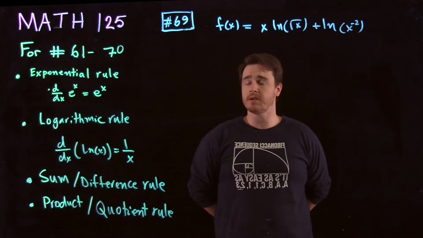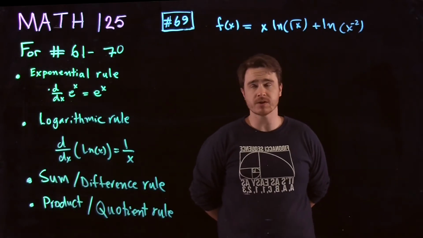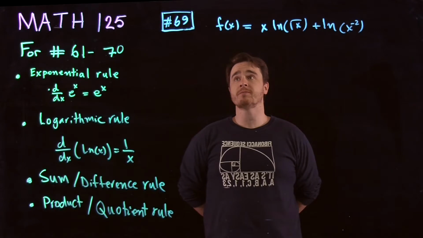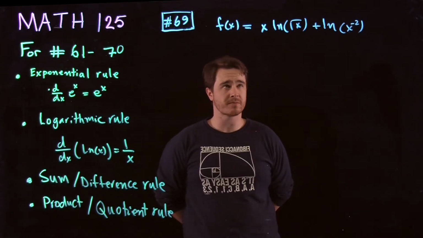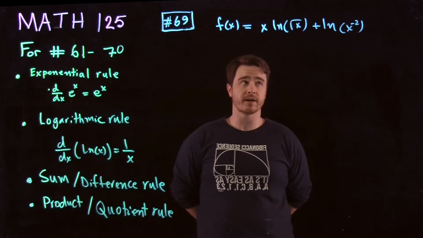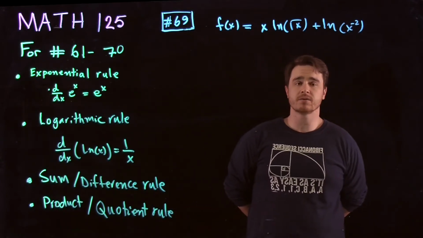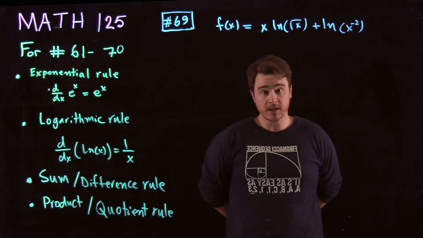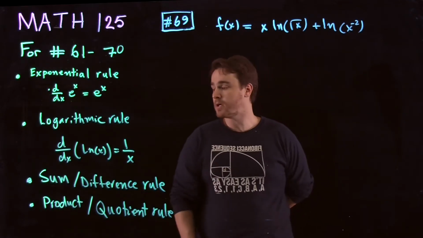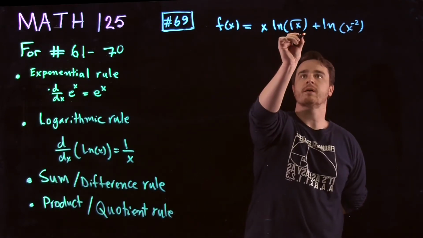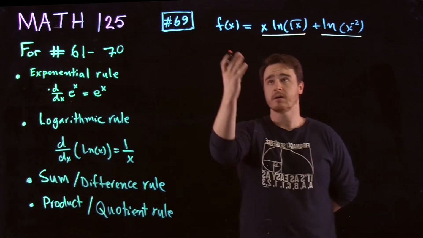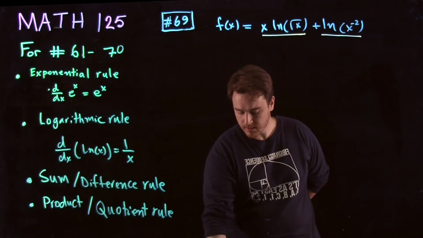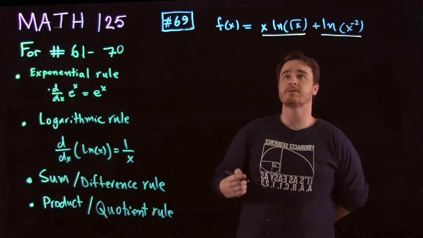We are continuing the Math 125 Gateway Review session. We are going to do problem 69, which is we want to find the derivative of f of x equal to x times the natural log of the square root of x plus the natural log of x to the negative 2 power. So again, this is going to use our sum and difference rule, where we're going to find the derivative of this one and this one by themselves, and then combine them back to get our answer.